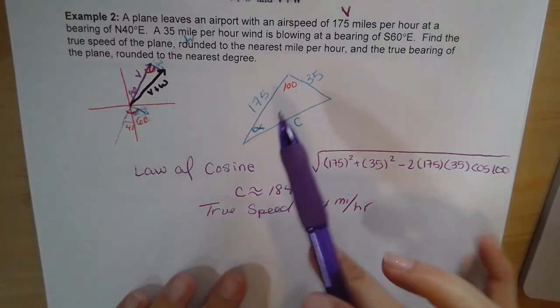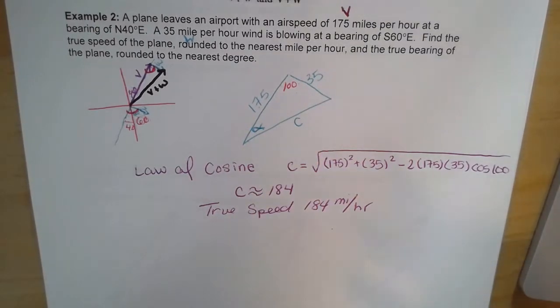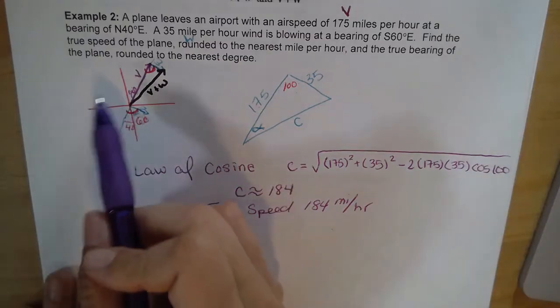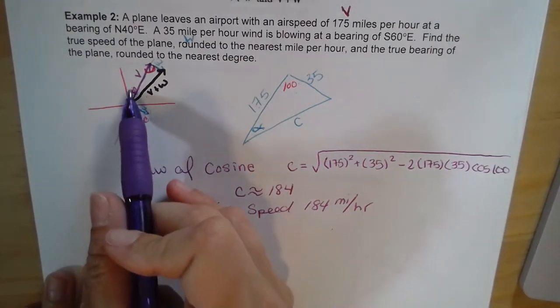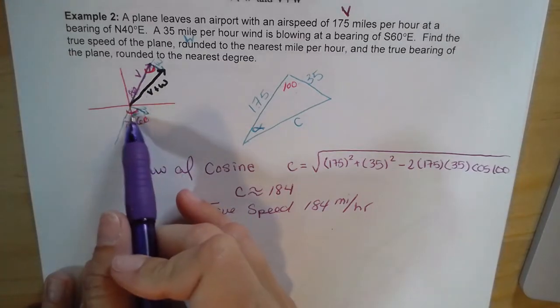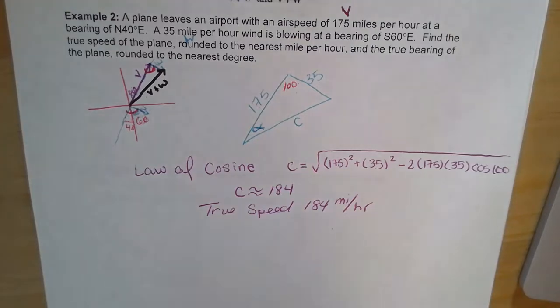By the way, I know it's true speed because this 175 and this 35 are also speeds. Okay, speed, speed, speed. Now, we have to find that bearing. We have to find that alpha. What are we going to do with that? Well, actually, that alpha helps us find that bearing. Because the bearing itself goes from either north or south. But we know we're 40 here, we're 60 here, but we need that alpha to help us, okay? So let's try to find that alpha.